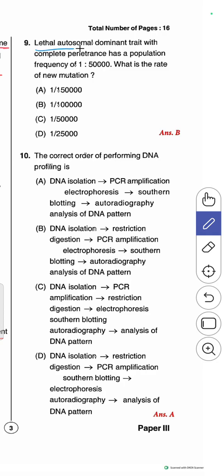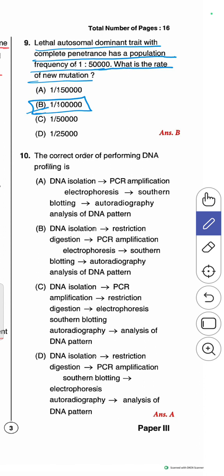A lethal autosomal dominant trait with complete penetrance has a population frequency of 1 in 50,000. What is the rate of new mutation? B is the right answer, 1 in 1 lakh. So B is the right answer for this question.